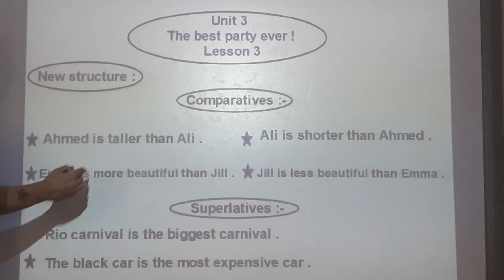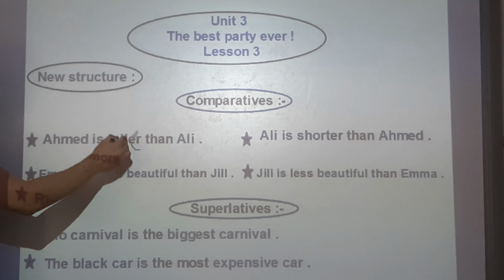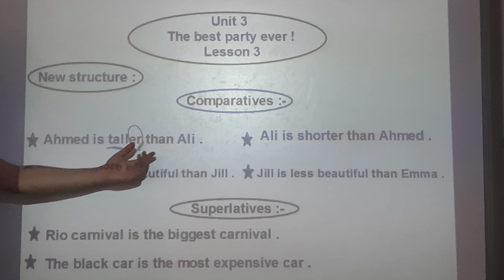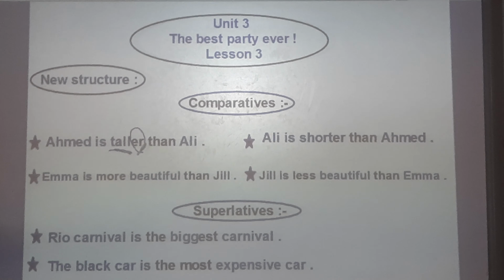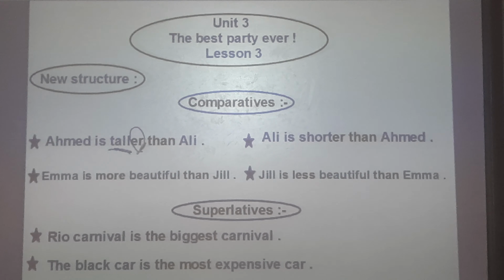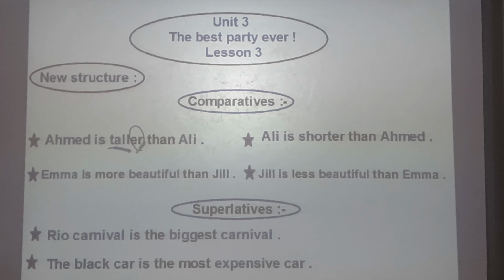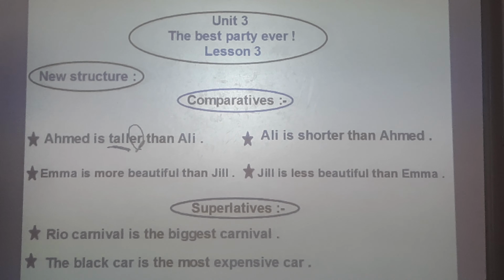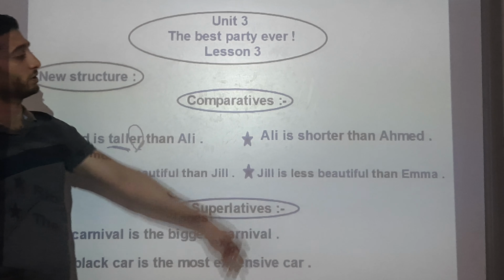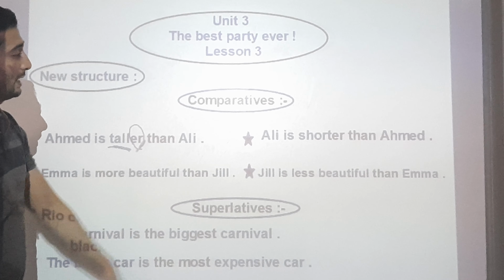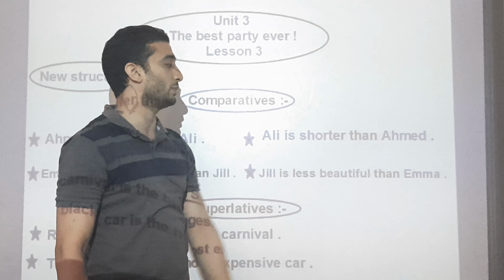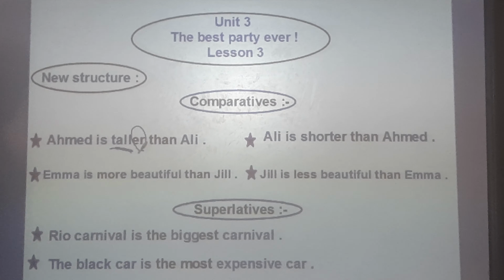Like here, the adjective, and we put er at the end of our adjective, followed by the word than, to talk about the difference between two persons or two things. Like Ahmad is taller than Ali, so Ahmad is higher than Ali in tall. Ali is shorter than Ahmad. Here, Ali is different to Ahmad because he is shorter than Ahmad.